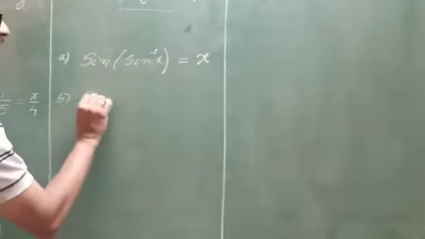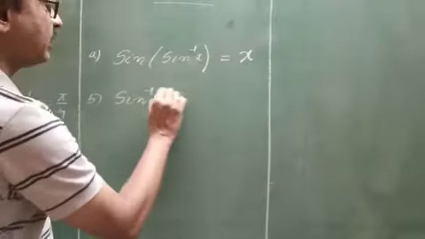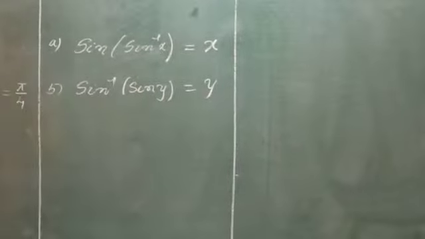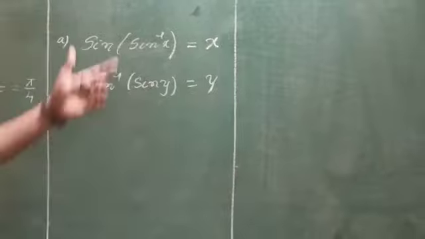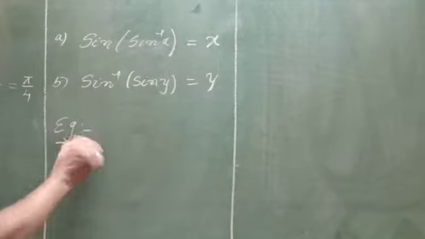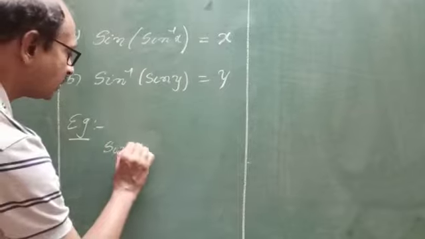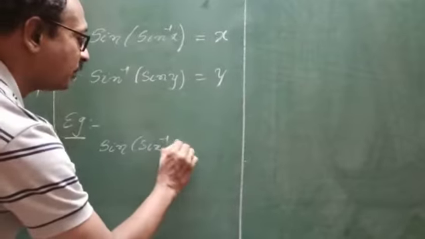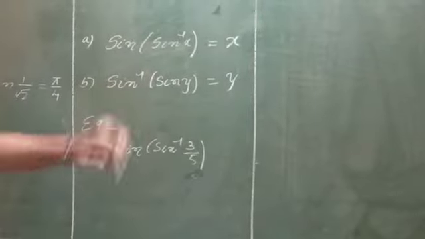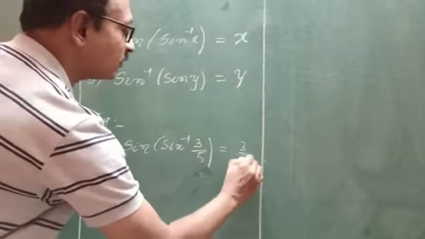Sine inverse of sine y is always equal to y. So let us consider some problems on these two things. Examples. Let us go for an example. We have here sine of sine inverse of 3 by 5. So what is the answer for this? Just observe this one. This is 3 by 5.